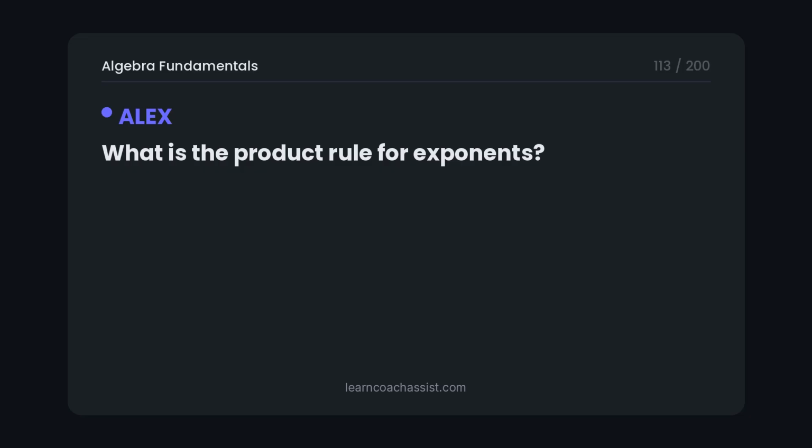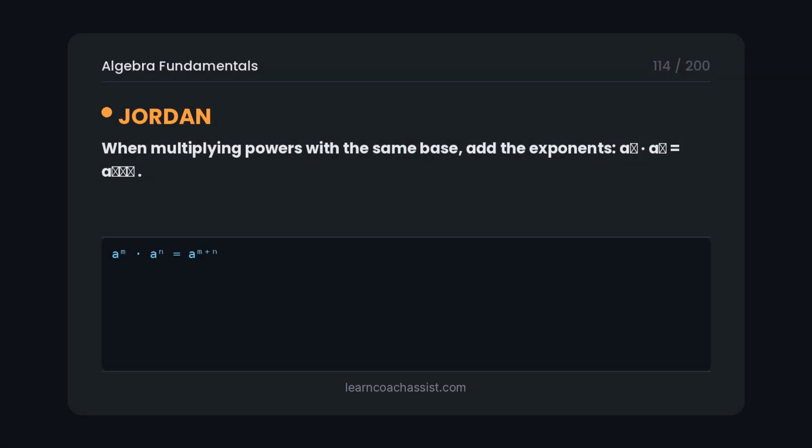What is the product rule for exponents? When multiplying powers with the same base, add the exponents: a^m × a^n equals a^(m+n).